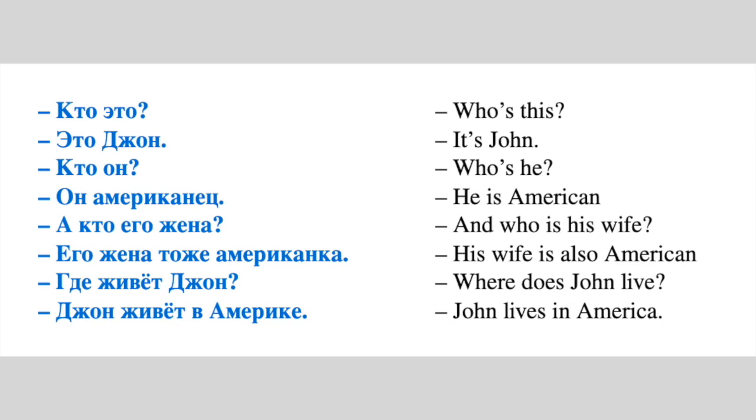Who is this? This is John. Who is he? He's American. And who is his wife? His wife is also American. Where does John live? John lives in America.